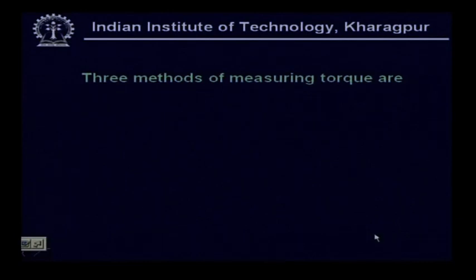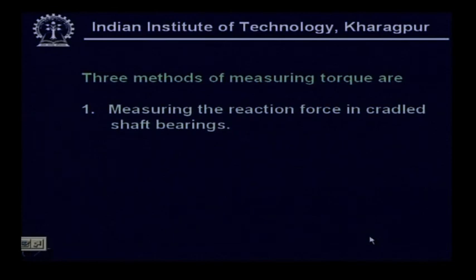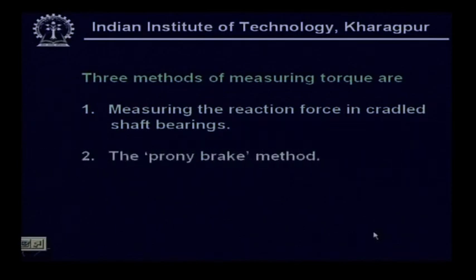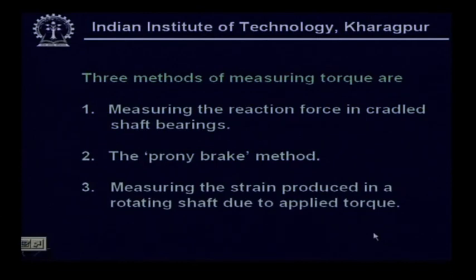There are three methods of measuring torque, and these are measuring the reaction force in cradle shaft bearing. This is one of the methods, then the Prony brake method, and third is measuring the strain produced in a rotating shaft due to applied torque. This is basically based on the strain gauges. The third one we will discuss in detail.